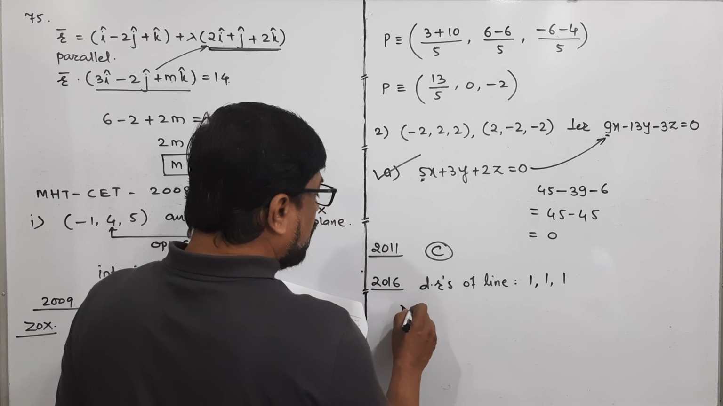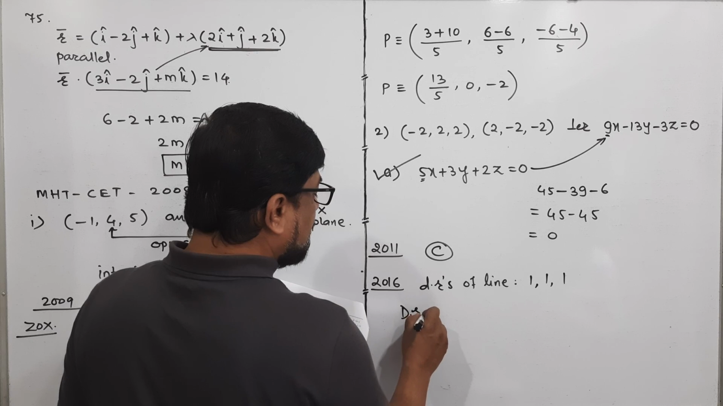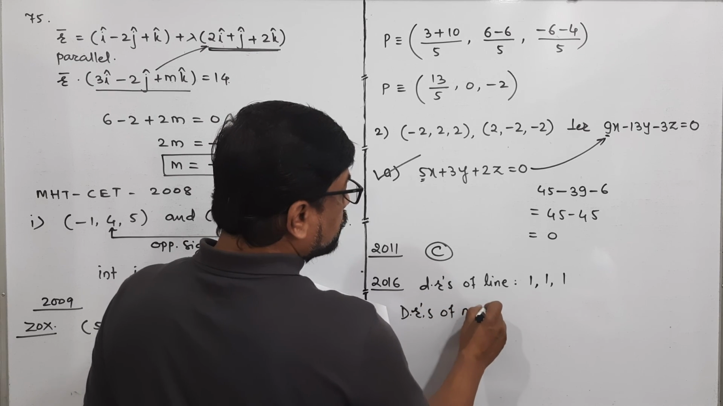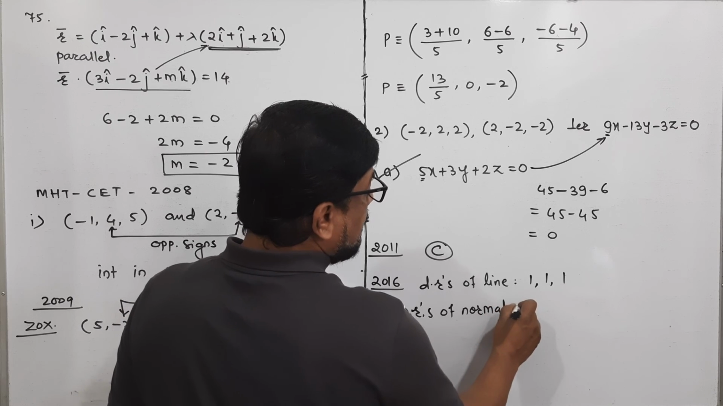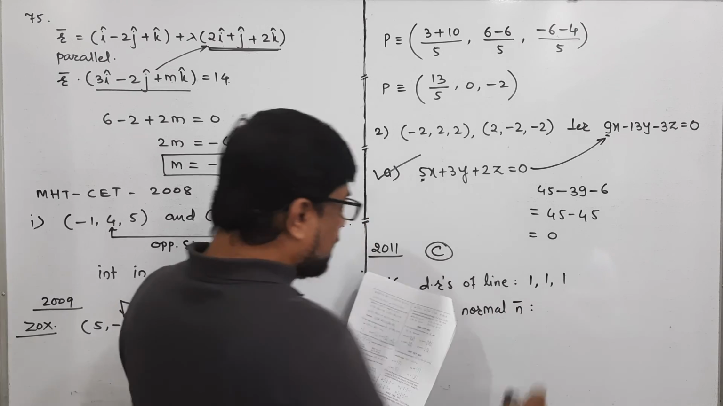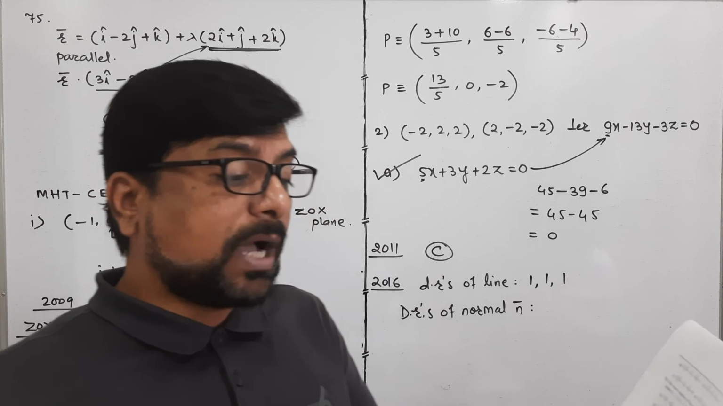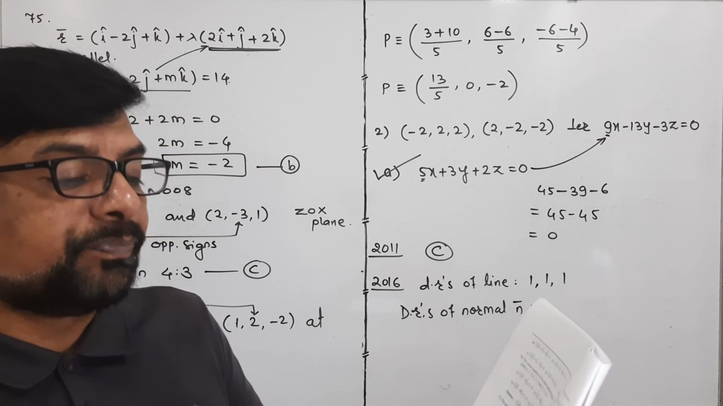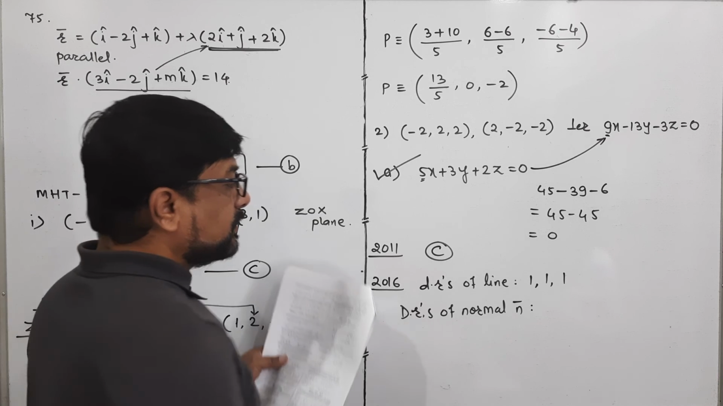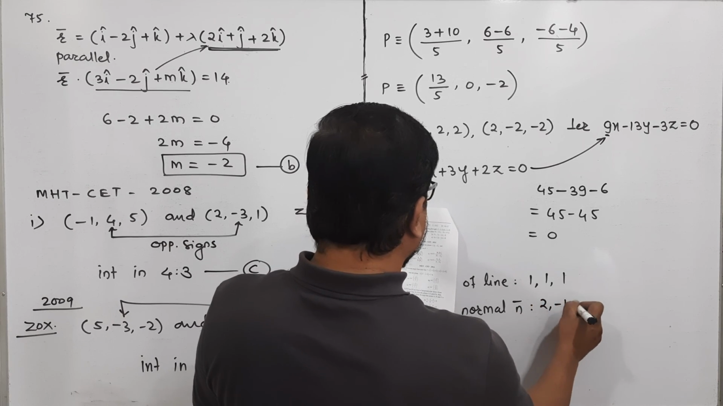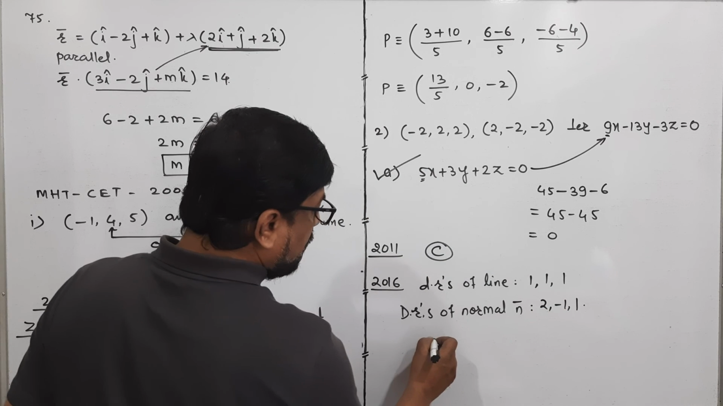Direction ratios of normal to the plane, n vector, they are given. What is the equation of plane? R vector dot 2i minus j plus k is equal to 5. Therefore, its direction ratios are 2, minus 1, 1. Use the formula of sin theta.